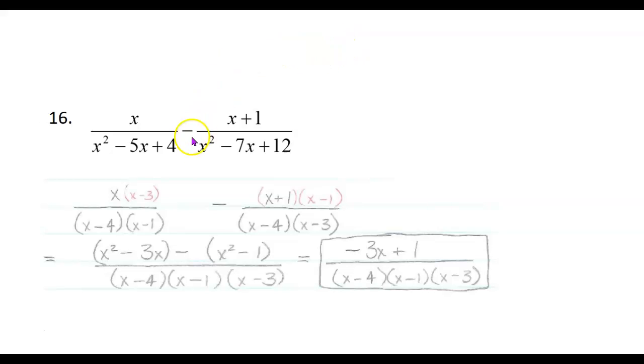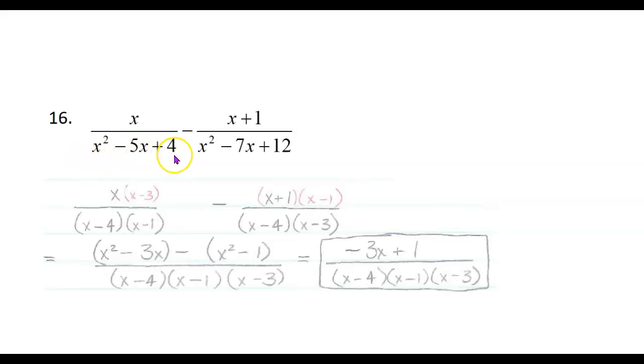Number 16, here's another one where we are subtracting, and before we can subtract, we need these to have the same denominator as each other. This time it's going to be a little bit more complicated to get a common denominator, but to see how to do that, I'm going to start by factoring the denominators we have.